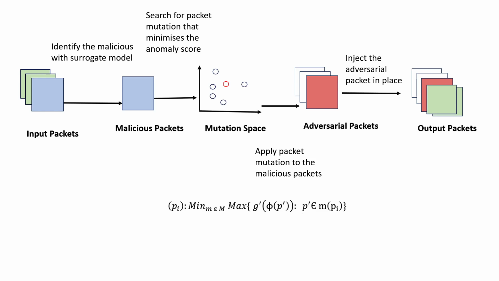Now, in the objective function that we are using here, M is the space of all possible mutation operations, and small m is the specific mutation operation.